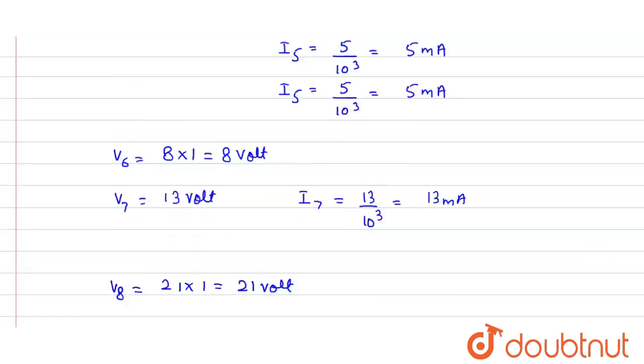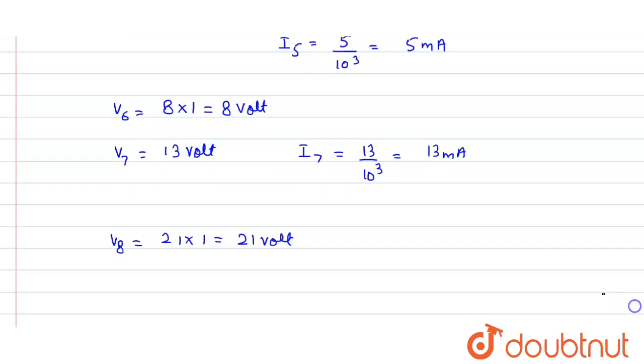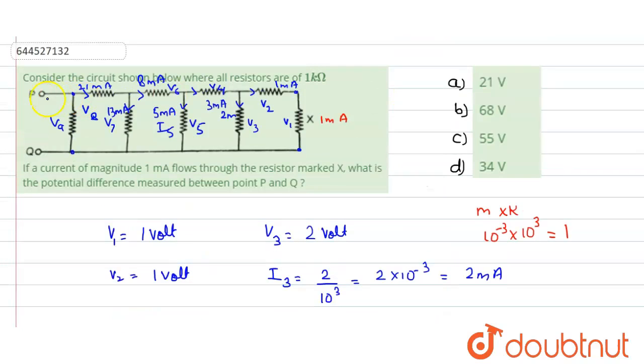Now if this is our V8, what would be the potential across these ends? If we apply KVL, it would be V8 plus V7. So our V9 would be equal to V8 plus V7. If we add, this would turn out to be 34 volts. And this 34 volts is the potential difference across these resistors, or we can say it is the same potential difference across P and Q. So which is the correct option? D would be the correct option.